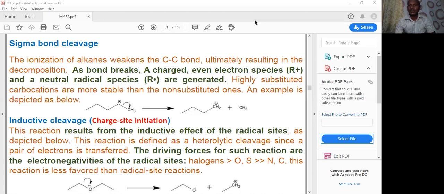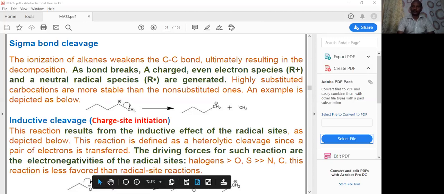Did you get this point? Yes, sir. Okay, radical site initiation and charge site initiation, you should know the difference. Radical site initiation is the homolytic cleavage and charge site initiation is the heterolytic cleavage.